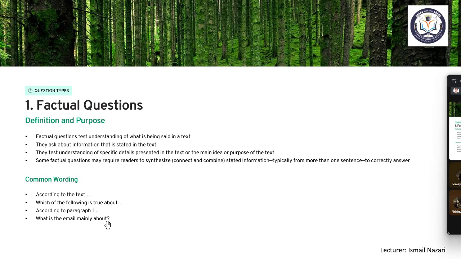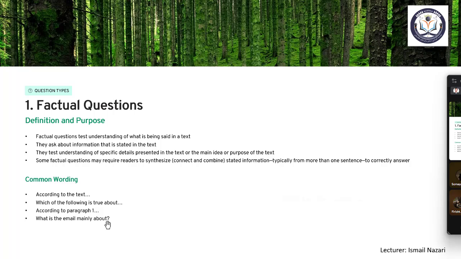So simply, factual questions ask for information which is stated inside the text. We may answer factual questions either by connecting different sentences together, or we may scan for a specific detail that is directly stated. So direct or indirect answers are possible.